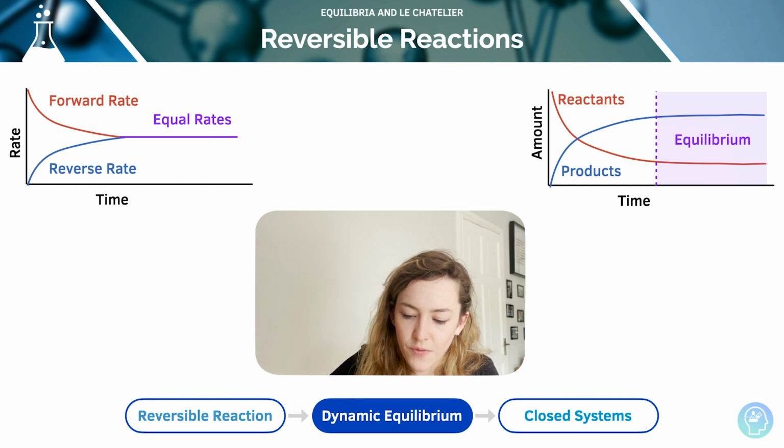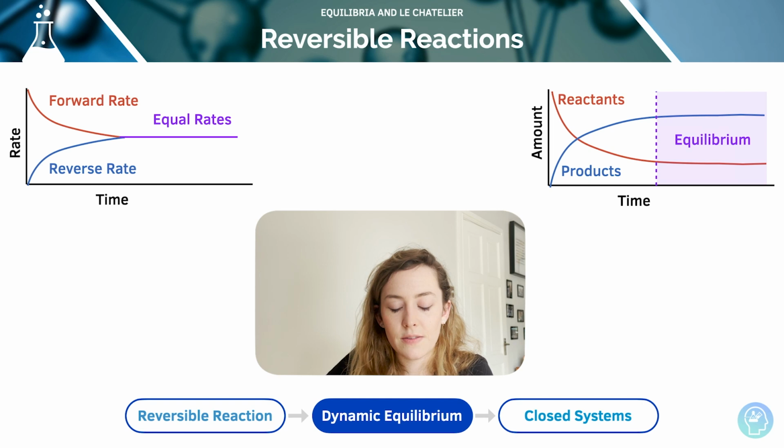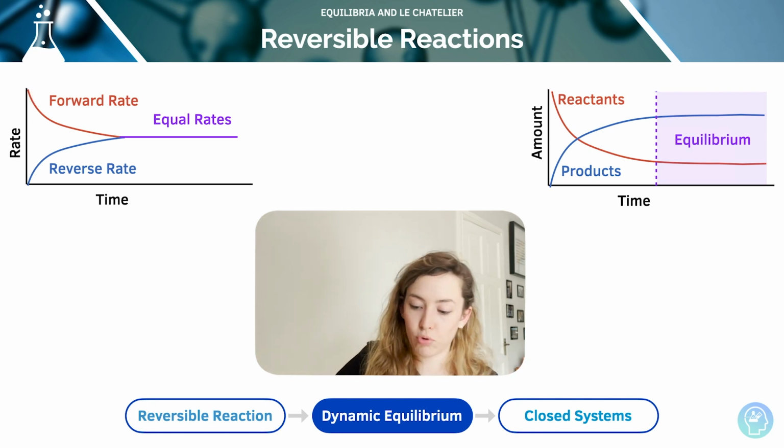We've got two graphs here as well. We've got rate over time. If I start with a container that's got loads of reactants and no products, I'm obviously going to start using my reactants up. So I'm going to have a forward rate that's really high because I've got loads of reactants and no products.